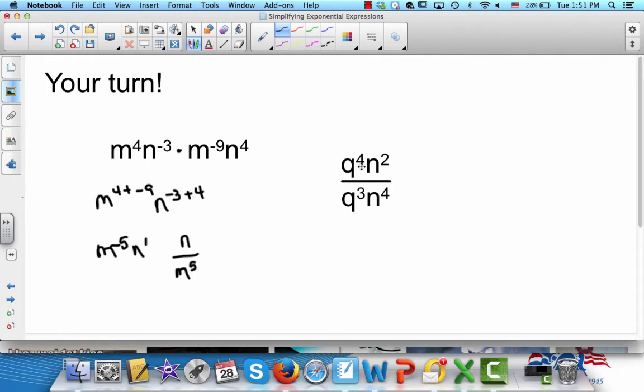All right, so we've got q to the 4th over q to the 3rd. That will be q to the 4 minus 3. And then n to the 2 minus 4. So that gives us q to the 1, n to the negative 2. And so that tells us to move the n to the negative 2 to the bottom, which gives us q over n squared.